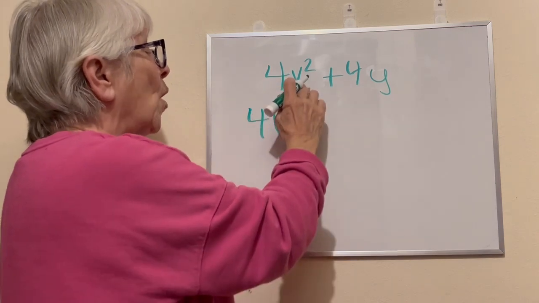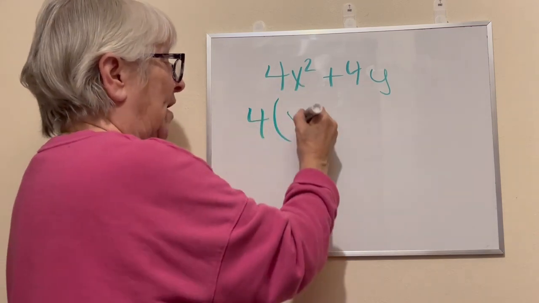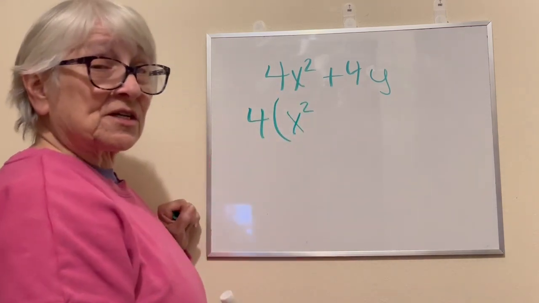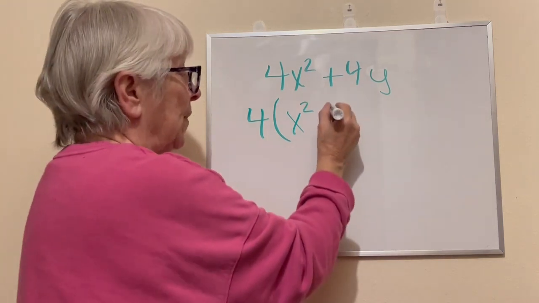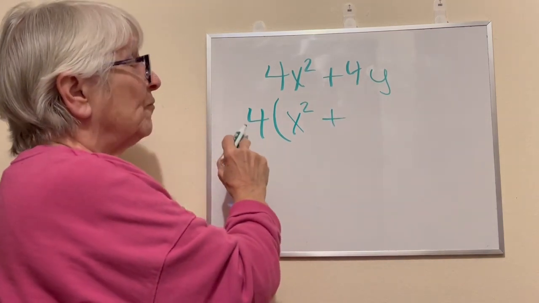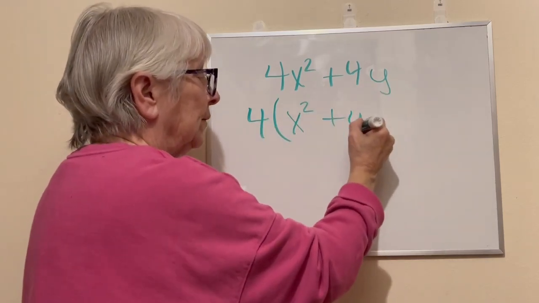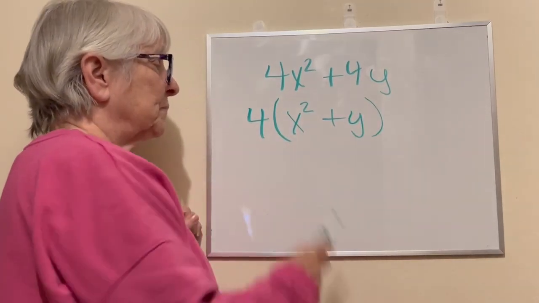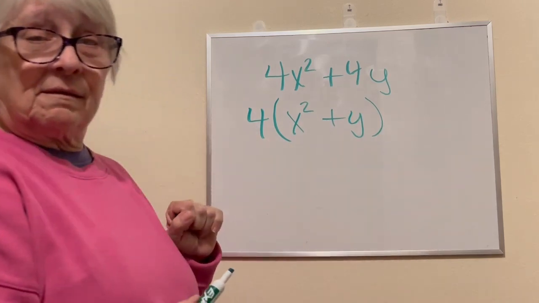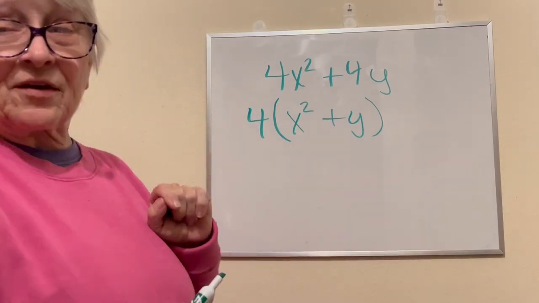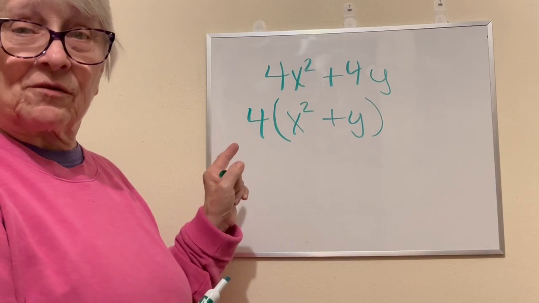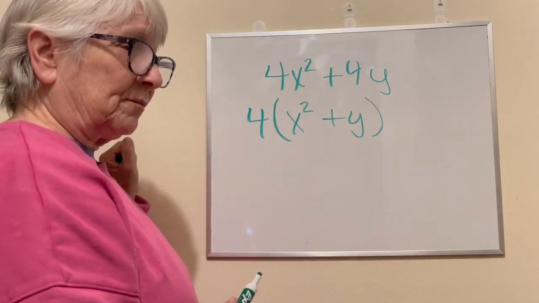And 4 times what is 4x squared? Well, I've got the 4, but there's the x squared. Bring down the positive sign. 4 times what is 4y? I've got the 4. I need the y. And that has factored the greatest common factor. 4 is the greatest common factor, and I have factored it out.